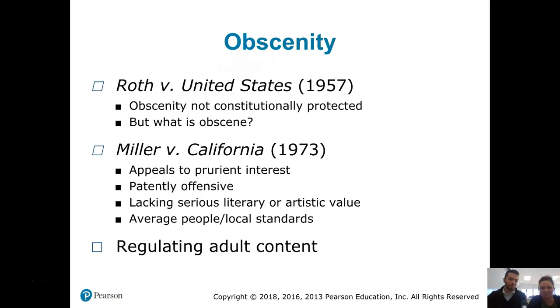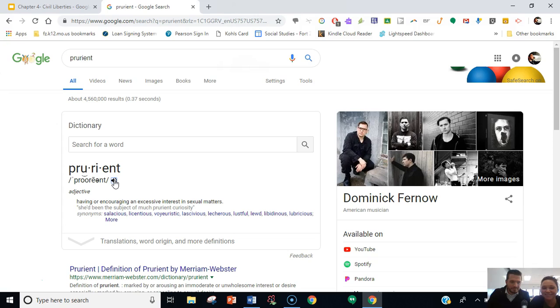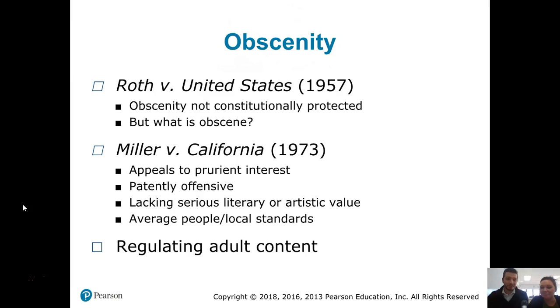Miller v. California. Oh, prurient. Prurient. All right. So Miller v. California: it appeals to prurient interest. What's interesting about that is that something has to be patently offensive. So in order to be obscenity, it has to be patently offensive, but again, who determines what's offensive? And then it has to also lack serious literary or artistic value. But again, that's going to look different to different people. Right.